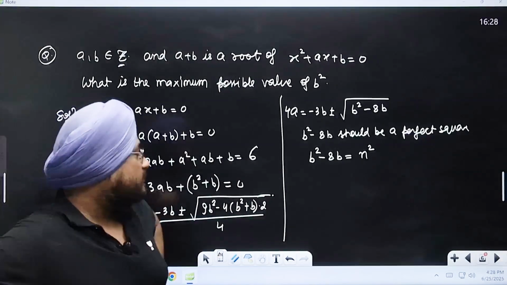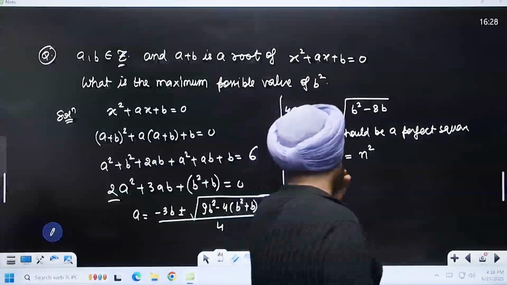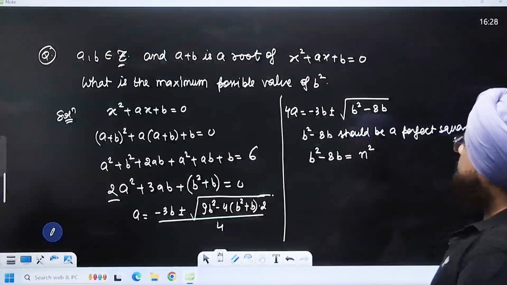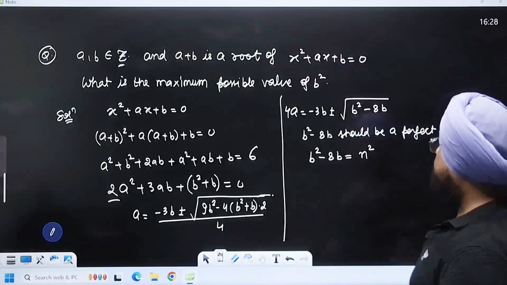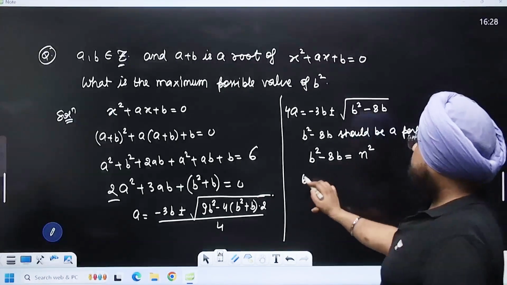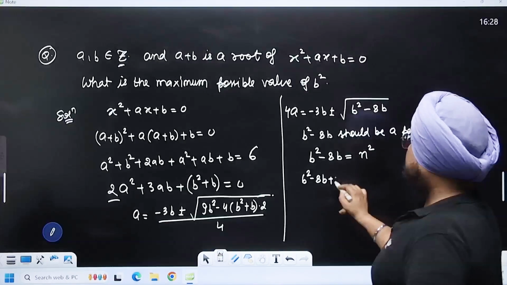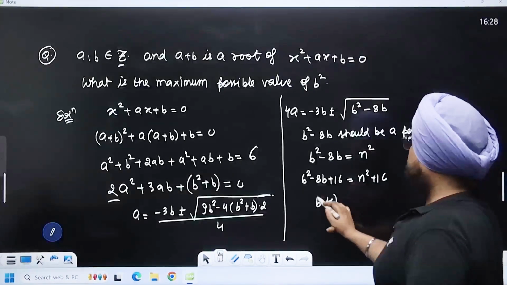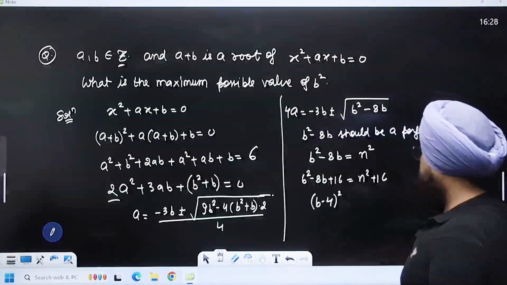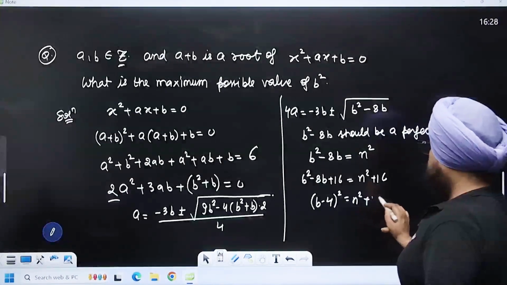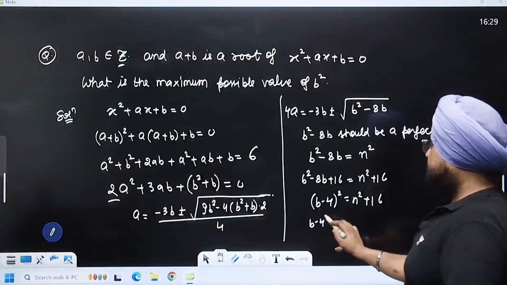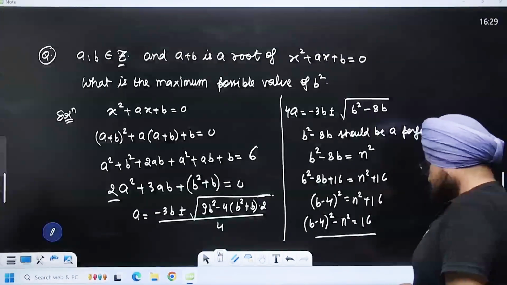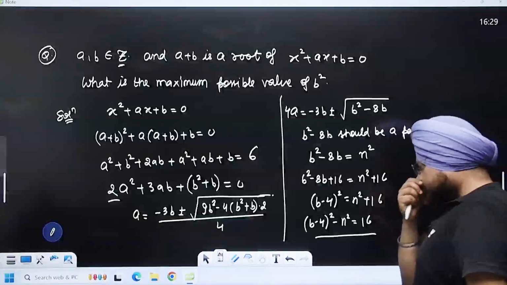Now we need to solve this equation and find the value of n and then b and then a. We have to find the maximum value of b square. Can I make a perfect square? This will be b minus 4 whole square is equal to n square plus 16. See, the difference of two perfect squares of integers is 16.